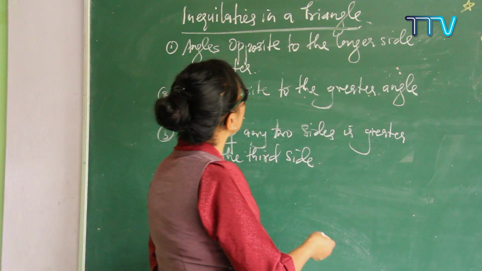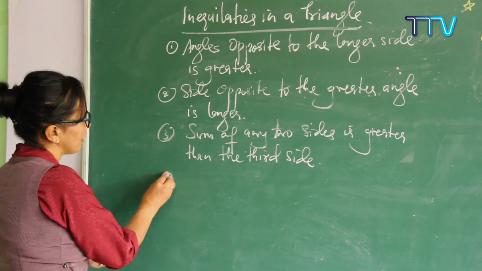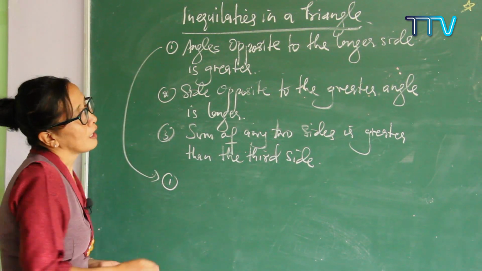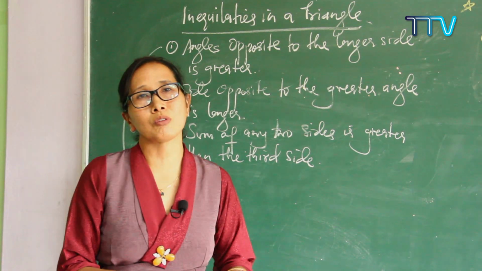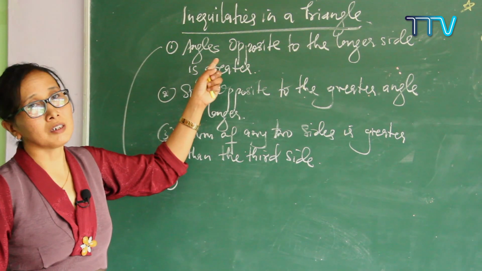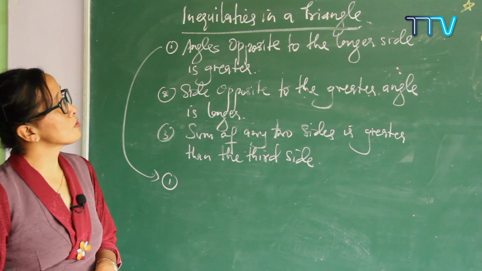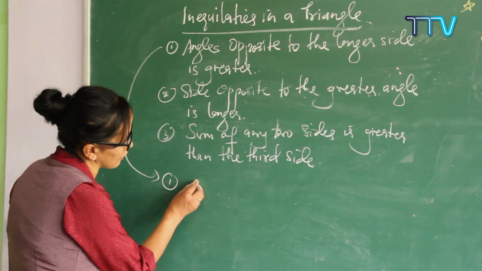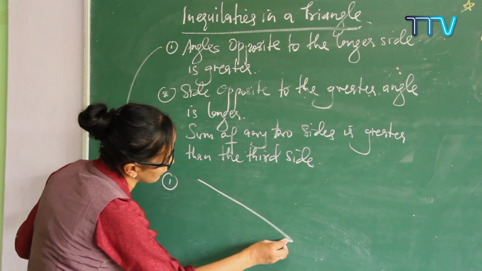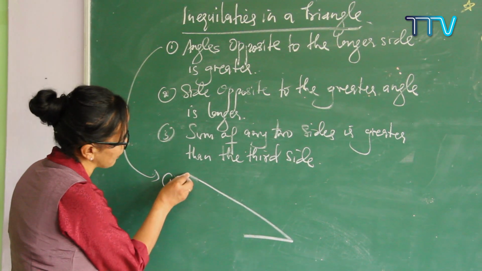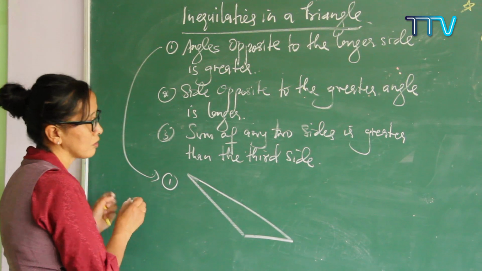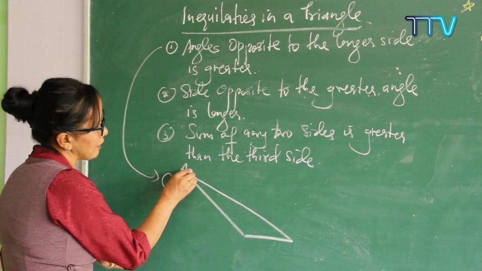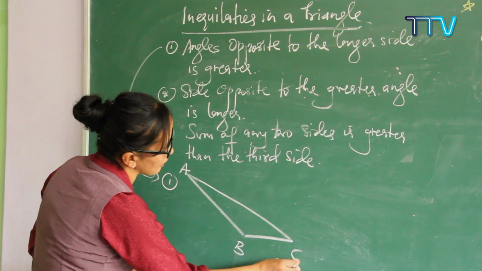Okay, let's see the first one. Let me take the first one, and through a diagram I'll explain it. So see here, the first property given: angles opposite to the longer side are always greater. So when you draw triangles, let me draw a triangle in this way.